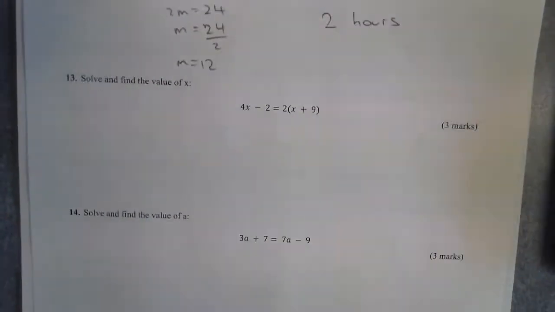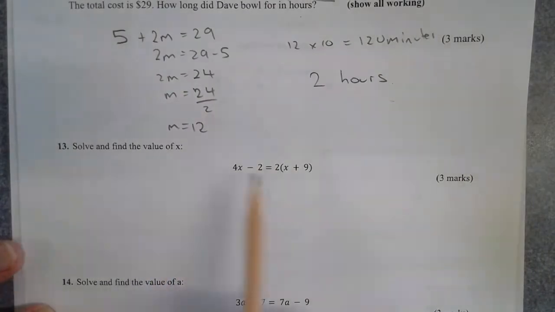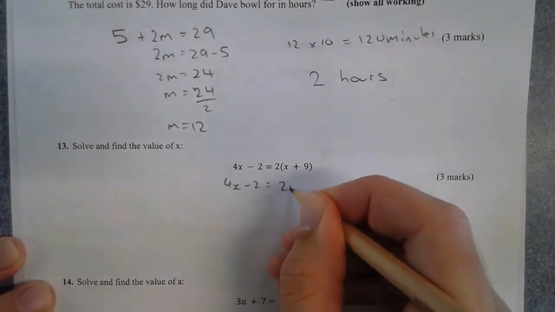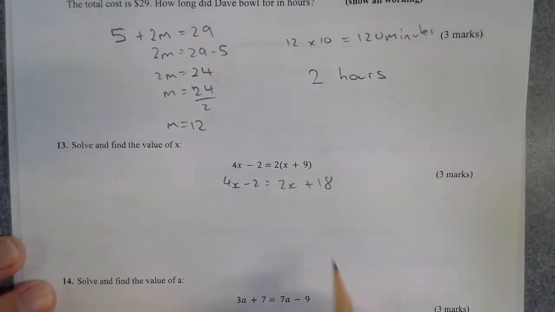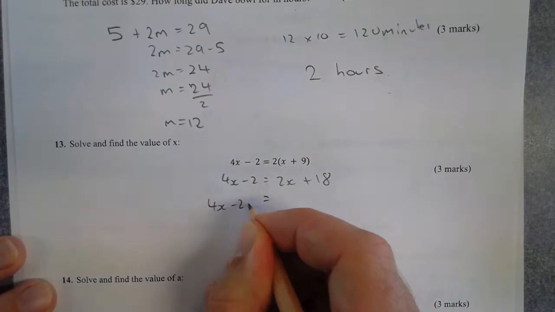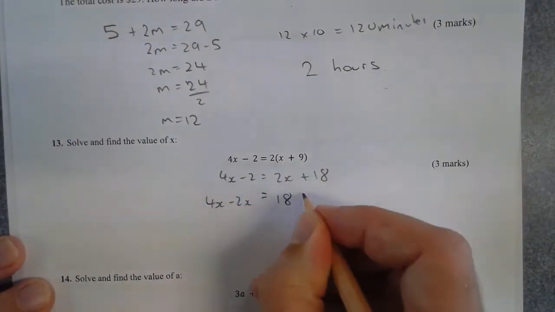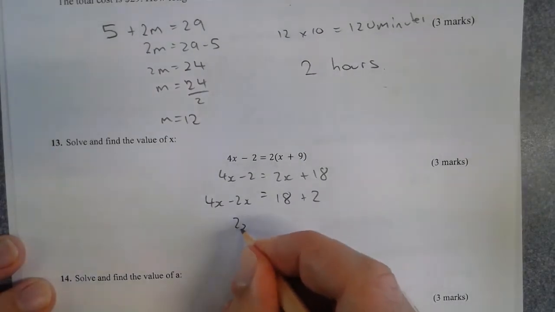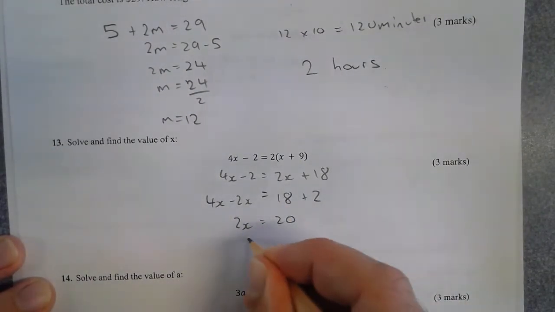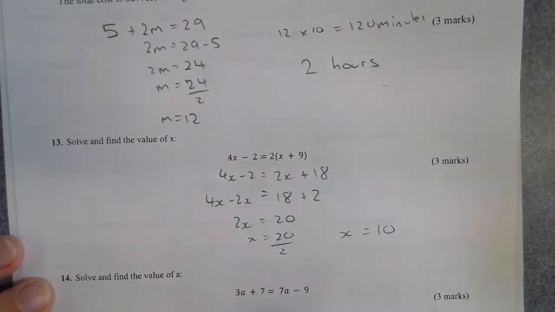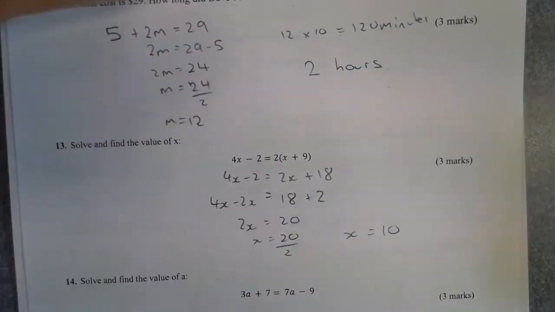Right, question 13. Solve. So first we're going to expand this side, and we get 4x minus 2 equals 2x plus 18. Then I'm going to move the 2x to this side to make it negative 2x, and the minus 2 to this side to make it plus 2. 4x take away 2x is 2x, and 18 plus 2 is 20. I'm then going to divide by the 2, x must be 10, that works on both sides.